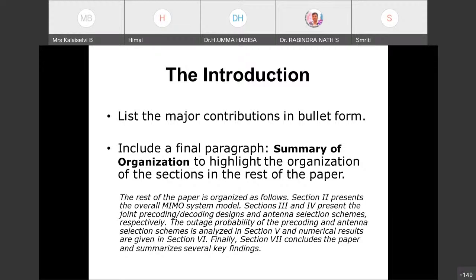And then the final paragraph, let's say the fifth paragraph, can be a summary of the organization of your paper, right? So normally you can start with a standard sentence like: the rest of the paper is organized as follows. Section 2 presents this, sections 3 and 4 discuss this, and so on, right? So that gives the reader an indication of the organization of the paper, as well as what to expect in the upcoming sections. Okay.